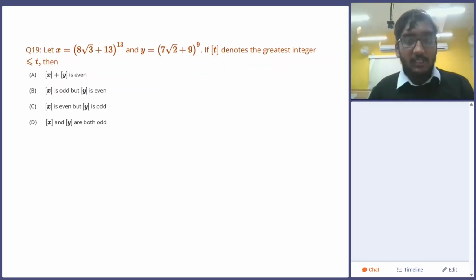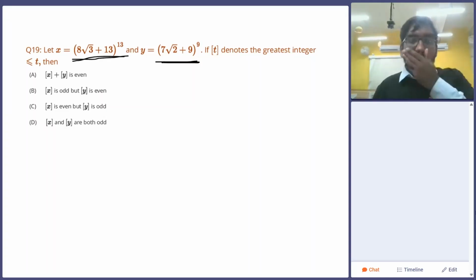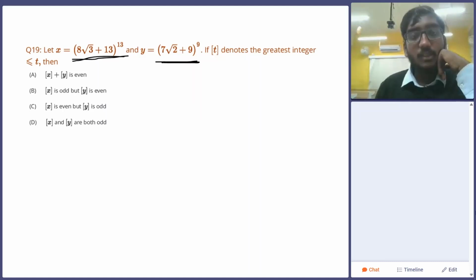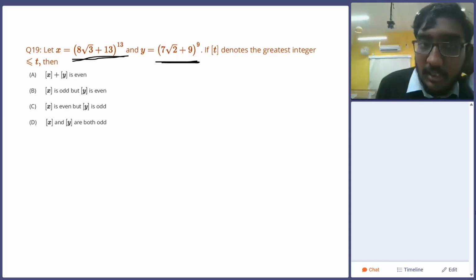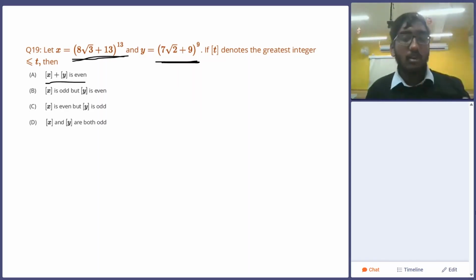So the 19th question, actually it is from binomial theorem. See, there are a lot of things to think about in this particular question. 8 root 3 plus 13, whole power 13, and y is another expression. What they're asking is whether the greatest integer of x plus y is even. Whether it's correct or not, all these things you have to validate.